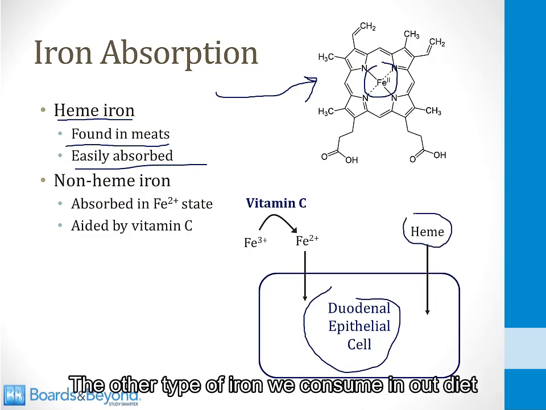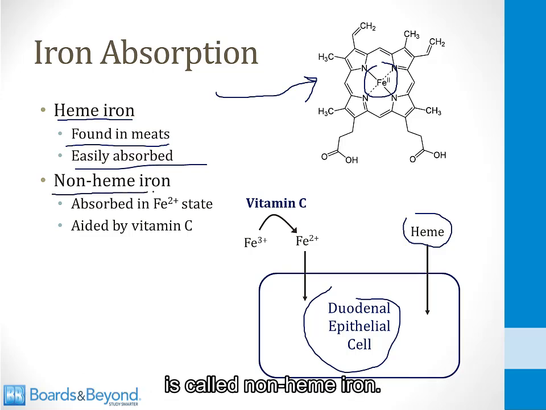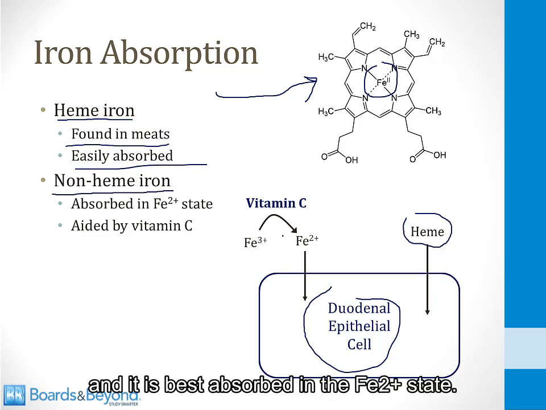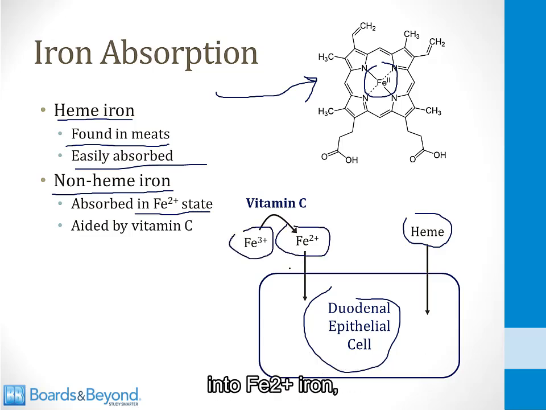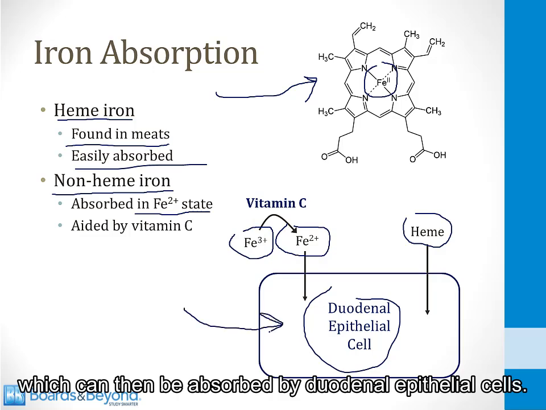The other type of iron we consume in our diet is called non-heme iron. This is iron that is free, and it is best absorbed in the Fe2+ state, and vitamin C helps by converting any Fe3+ iron in our diet into Fe2+ iron, which can then be absorbed by duodenal epithelial cells.